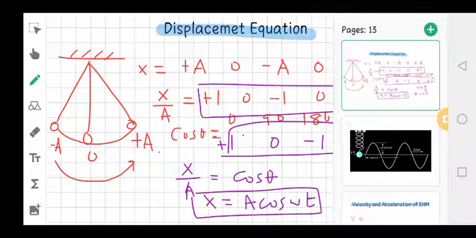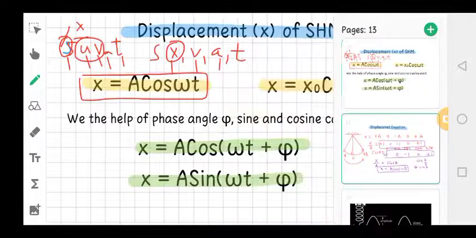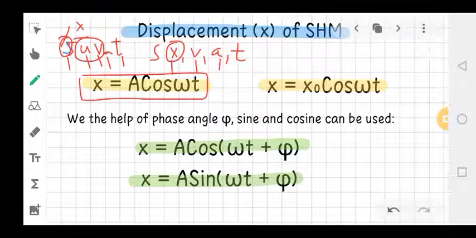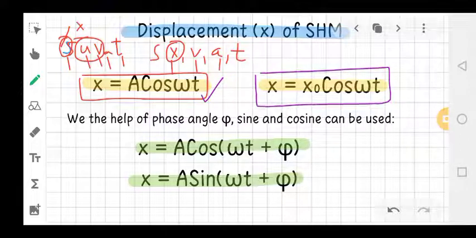And this is how we got the displacement equation for a simple harmonic motion. This formula that we have here, that's how we come about it. We are not magicians. We have proof for everything that we are doing. Some textbooks may write it this way and use this as x naught, because this is our initial displacement that we gave to the body in simple harmonic motion. Initially, before we start the simple harmonic motion, this is our displacement, x naught. Some textbooks will use it as A, while some will use it as x naught. It's still the same thing.